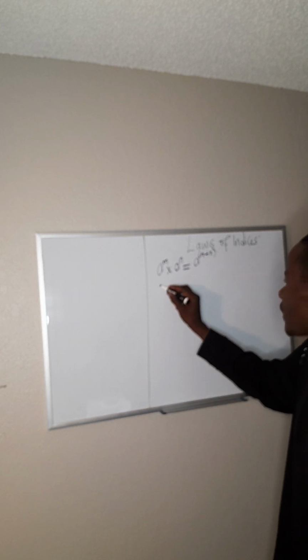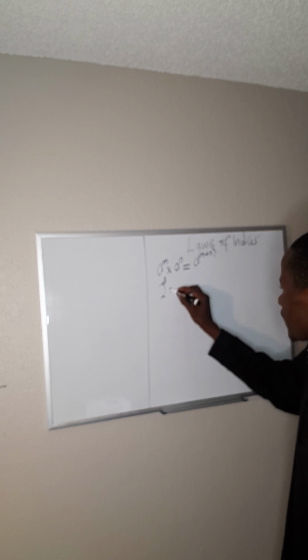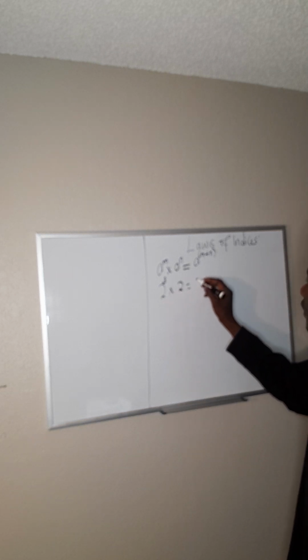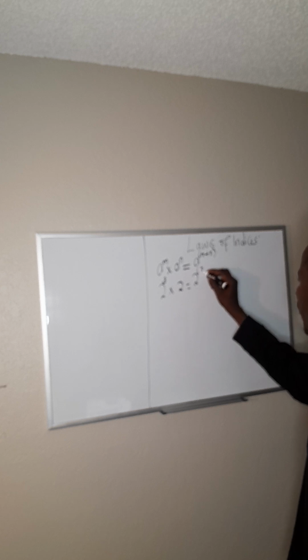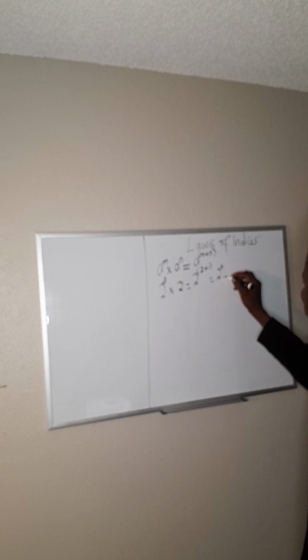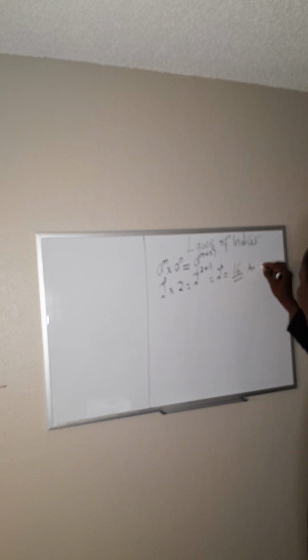I will quantify this by giving you an example. Let's say, for instance, I have 2 raised to the power of 3 times 2. Any number written without a power is equal to 1 as the power, so this one is equal to 2 raised to the power of 3 plus 1. So what is this? 2 raised to the power of 4, which is equal to 16, and that is the answer.